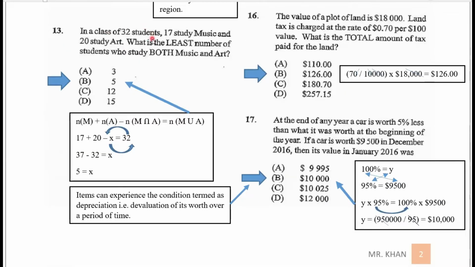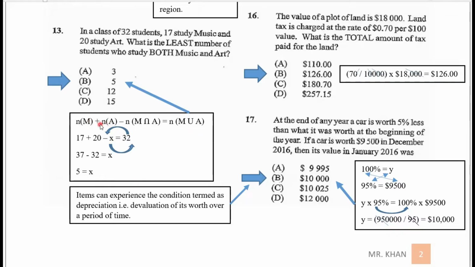Number 13, in a class of 32 students, 17 study music and 20 study art. What is the least number of students who study both music and art? A very tricky question. This is a question that most students could maybe figure out or guess their way through, but there is obviously a systematic way of dealing with this. In the syllabus, we would learn of a formula that is similar to this. It might be different lettering, instead of M and A, it might be A and B, for example.